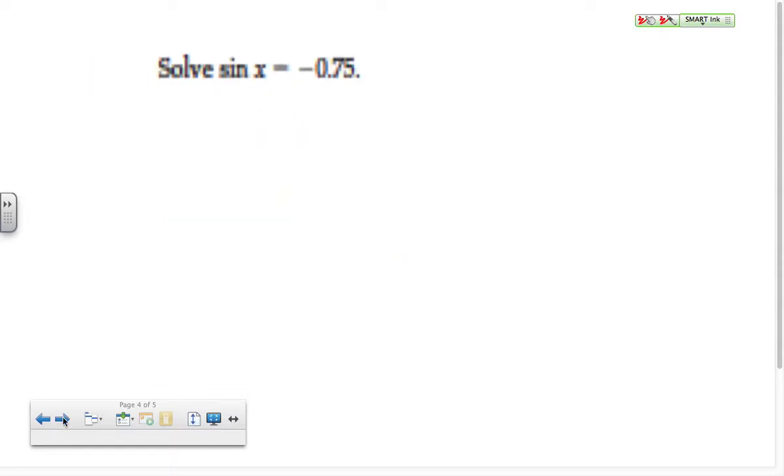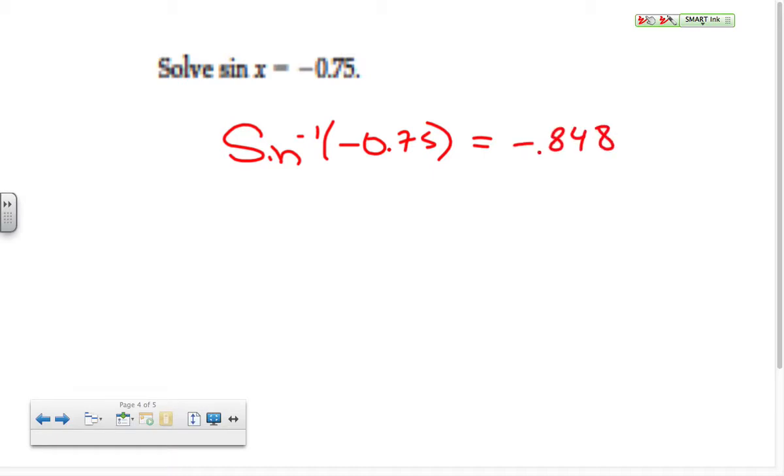All right, so sine of x equals -0.75. The first thing we check is where it is. It's between -1 and 1. So now I'm going to find the inverse sine of -0.75. And my calculator tells me that is -0.848. So my x is going to equal -0.848 plus 2k pi.